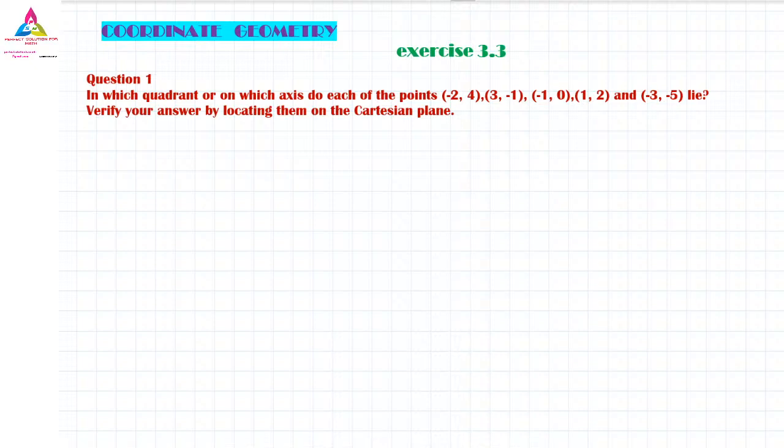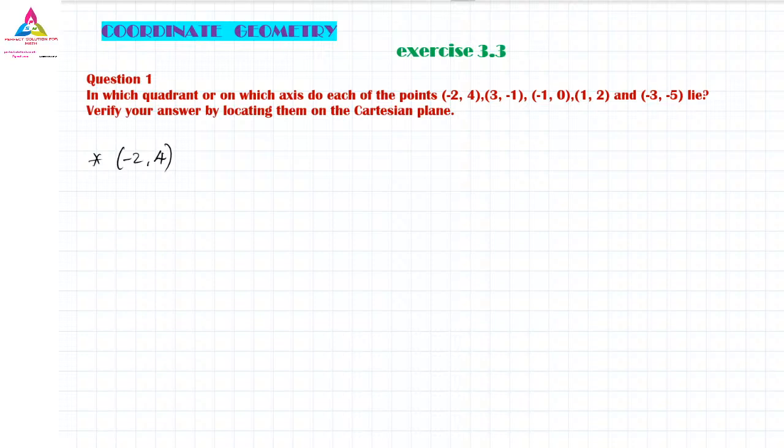The first point over here is minus 2 and 4. Where will this point lie? Here you can see the x and y values. The x is negative and y is positive. So where will it lie? Anyone will answer? Minus 2 and 4, where will it lie?